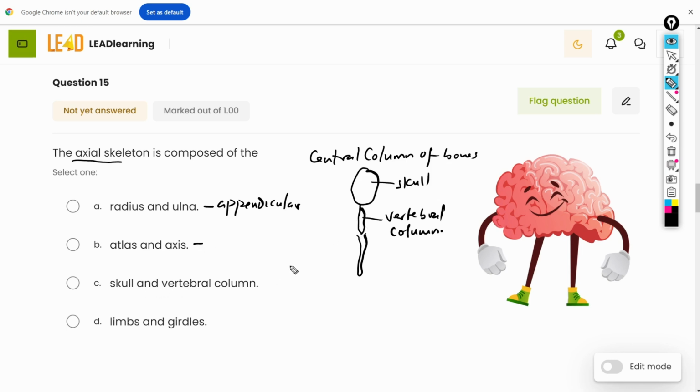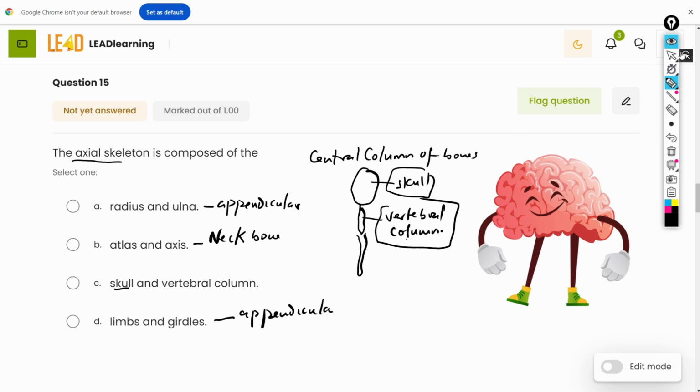Now, the skull and the vertebral column. This is the skull, and this is the vertebral column. Then the limbs and the girdles, they fall under the appendicular skeleton. So I said atlas and axis are neck bones that allow rotatory movement, and they support the skull. So the bones that make up the axial skeleton here are the skull and the vertebral column from our diagram. That is the central support of the body. So our correct answer is option C.